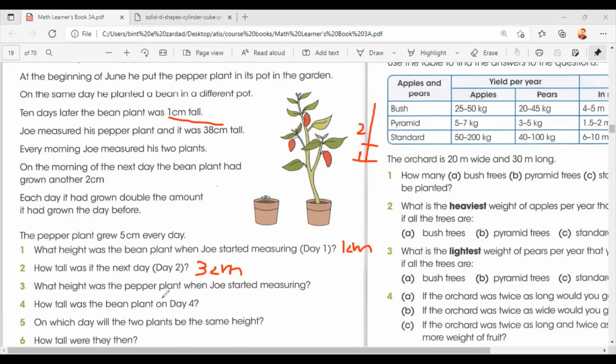What height was the pepper plant when Joy started measuring? When he started measuring, the height of the pepper plant was 38. Okay, when he started measuring, it was 38 centimeters.